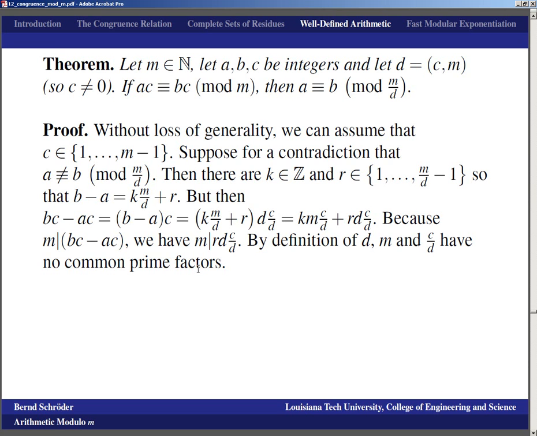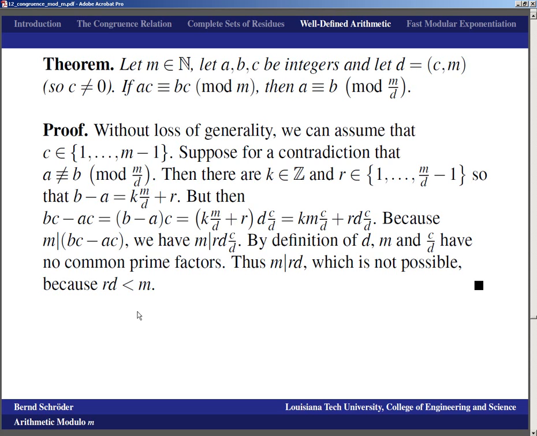Right. Yeah, that's because c over d is c divided by the common factors there. And so that would mean now that m divides r times d, right? Because if m has no common factors with c over d, then m must divide r times d. And that is not possible because r times d is smaller than m, right? Okay, I jumped the gun here a little bit. I wanted to go with r times c, but I have to go with r times d, and that's because r is smaller than m over d minus 1, so r times d is smaller than m, and that means that m cannot divide that number, especially because r times d is also greater than 0.